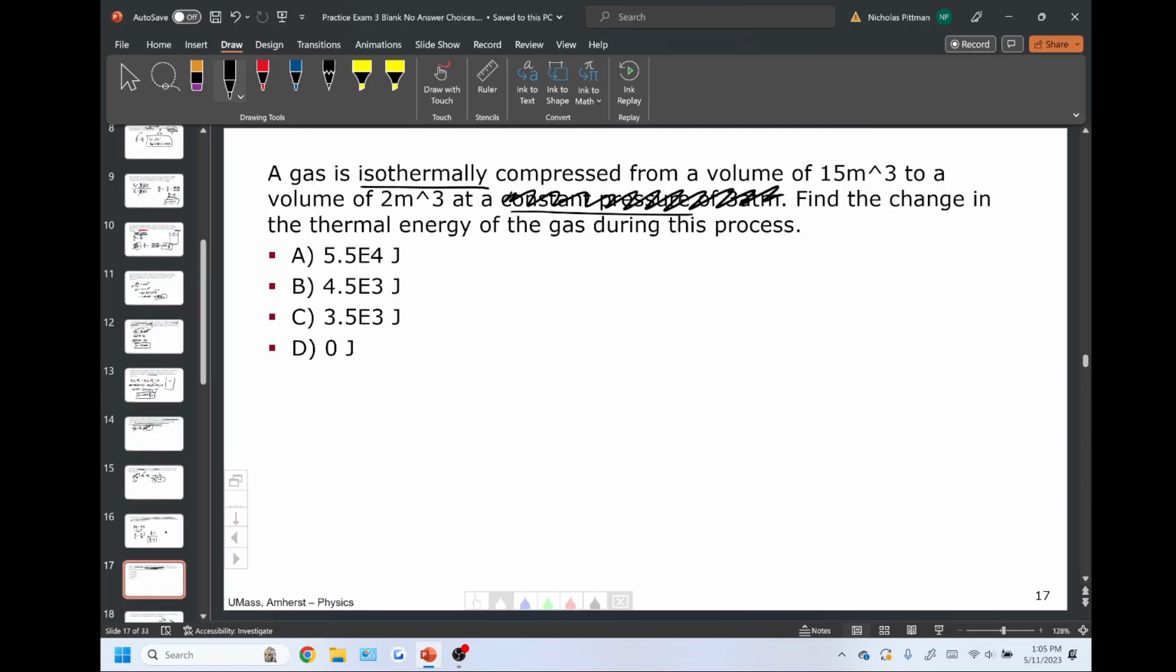So a gas is isothermally compressed. Isothermal tells us that delta T was 0, and we're asked about the thermal energy of a gas, which is a hint that we should be looking at this equation.